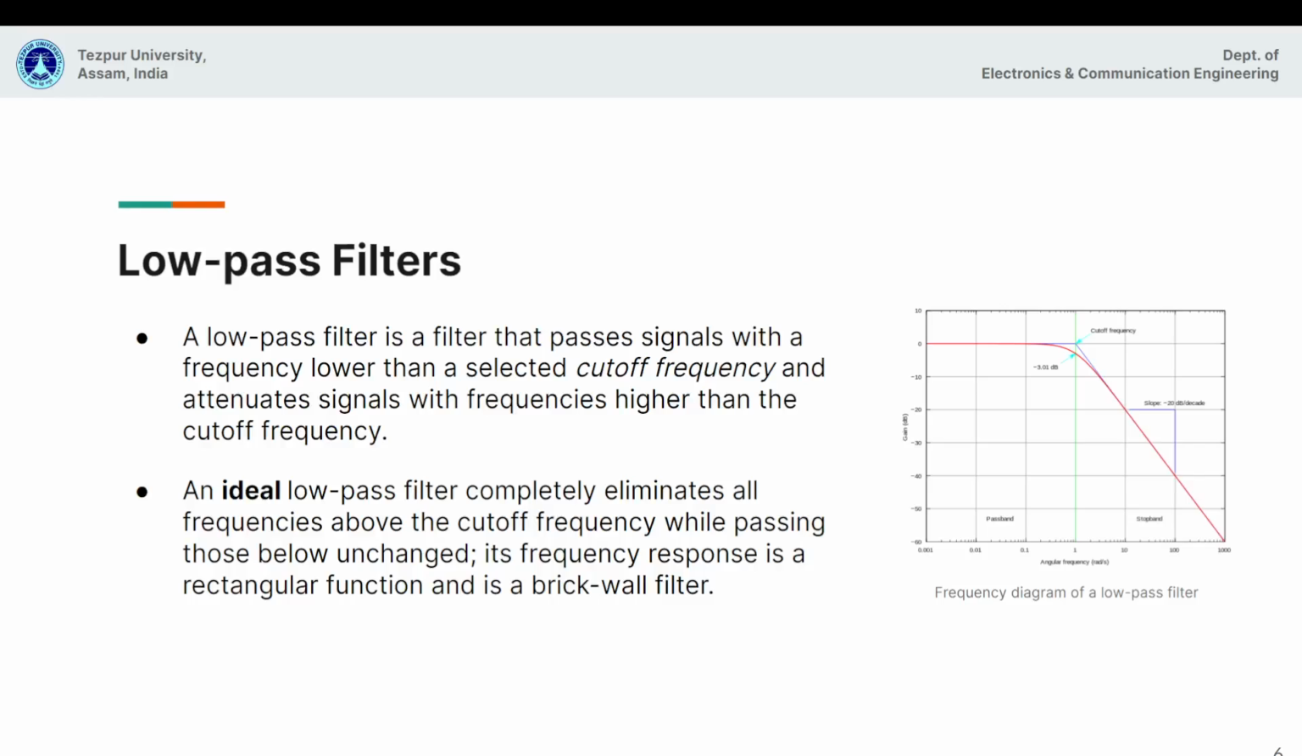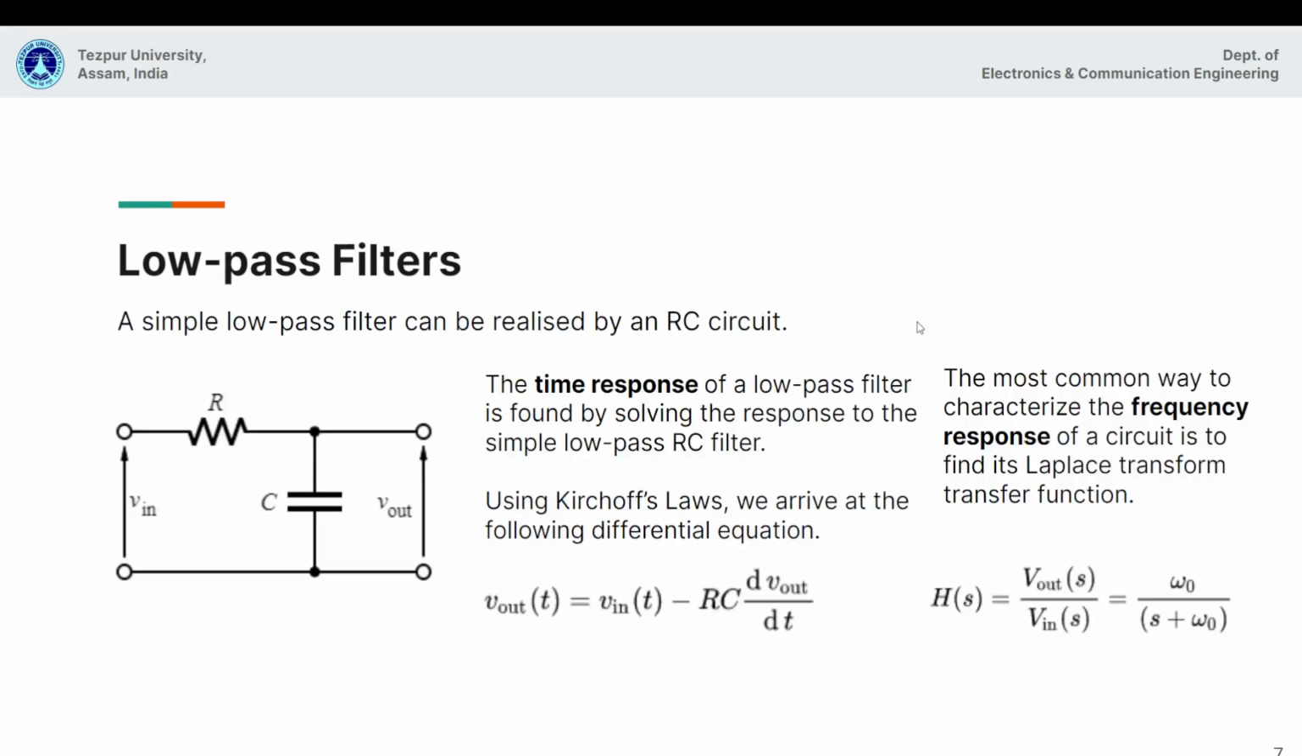Now, low pass filters. A low pass filter is a filter that allows the passing of frequencies which are lower than a selected frequency. An ideal low pass filter eliminates all the frequencies above a cutoff frequency. A simple low pass filter can be realized by an RC circuit. The time response of a low pass filter is found by solving the response to the low pass filter. Simple low pass filter, low pass RC filter.